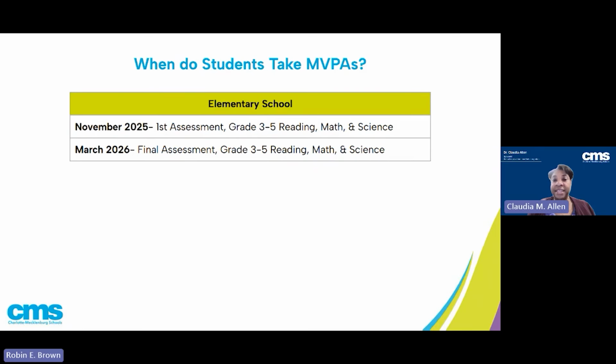When do students take the MVPA? On this particular screen, you'll see that elementary students take this assessment twice throughout the school year. In the past, it was three times. This year will be twice, with the third assessment being optional. The first one is being currently administered now, in grades 3 through 5 reading, math, and in 5th grade science. And then again in March, they'll take the final assessments in grades 3 through 5 in reading and math and 5th grade science.